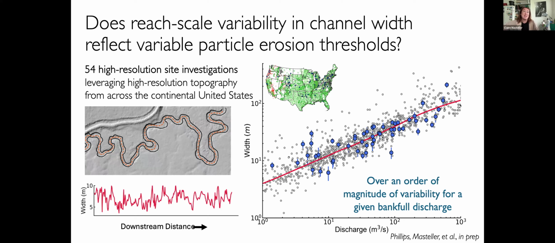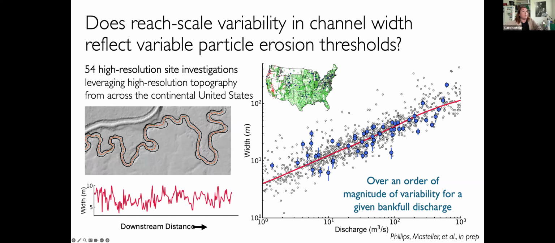It's worth noting again that there's over an order of magnitude of variability for a given bankfull discharge. For example, for a bankfull discharge of 100 meters cubed per second, we have widths ranging from about 10 meters to about 100 meters. And while this may not seem like a lot in terms of geologic time, in terms of engineering and infrastructure, building bridges, that's a pretty big difference. So it's important to understand whether there are attributable drivers that lead to this spread in our data sets.